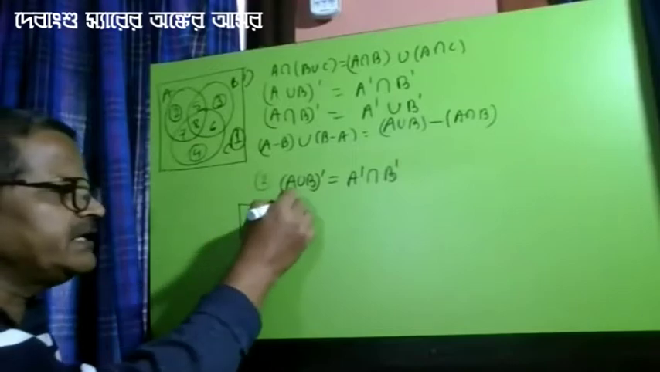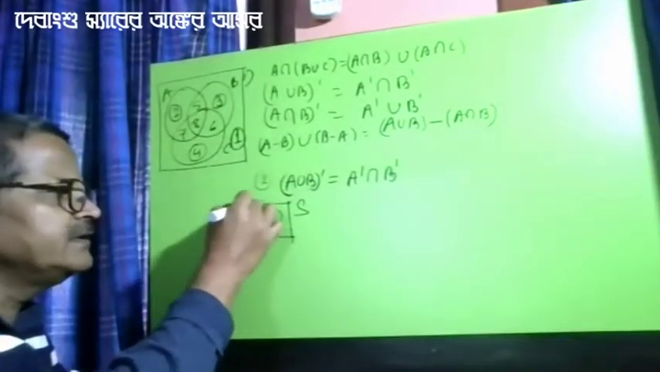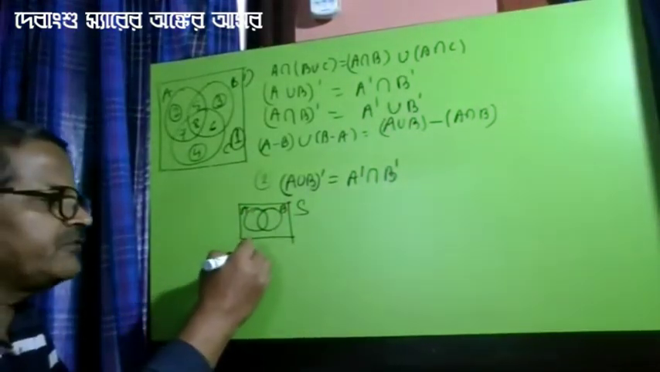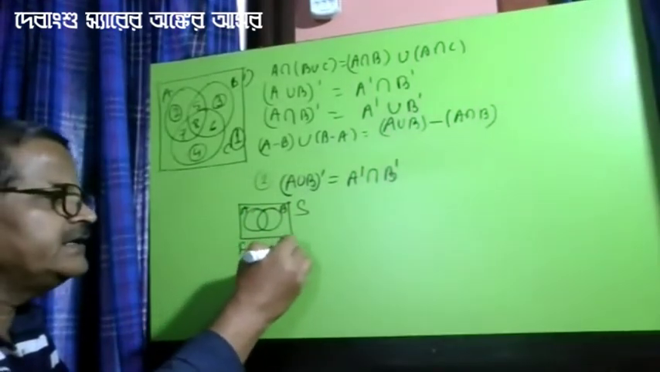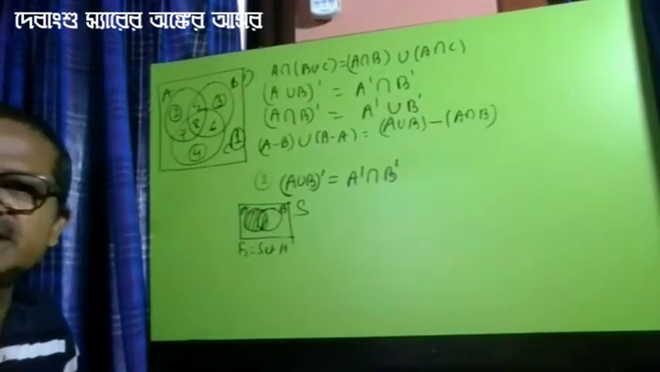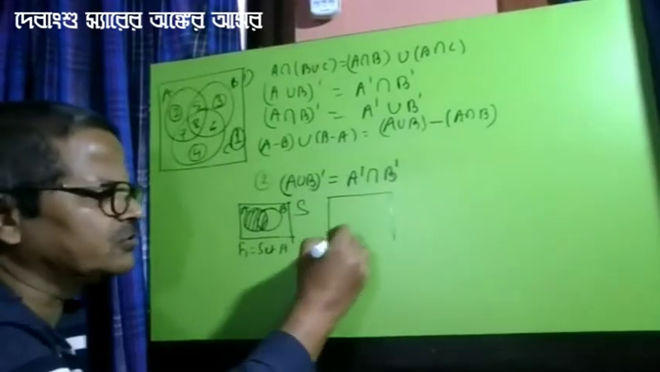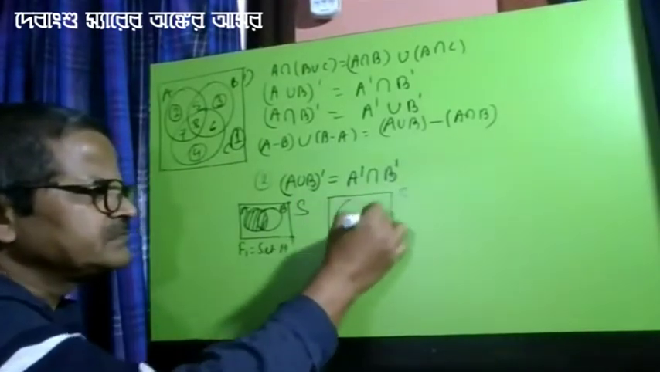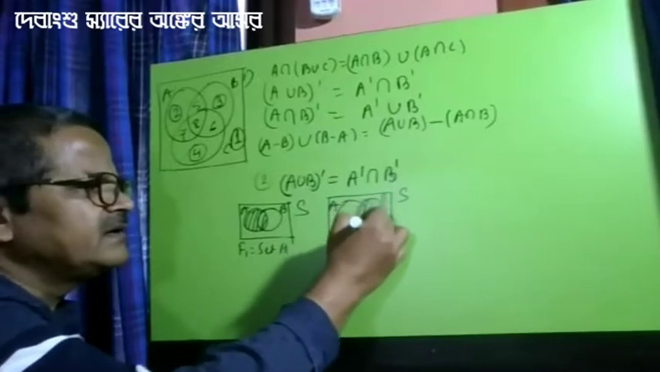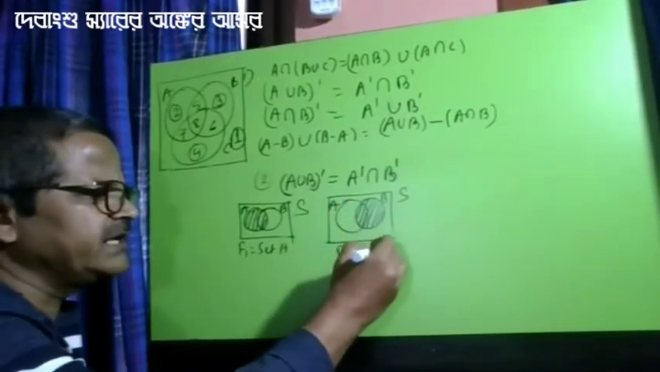So the first figure is A and B. First I have to say F1 is equal to set A. So I set the portion inside A. The second figure will show set B. F2 is equal to set B.